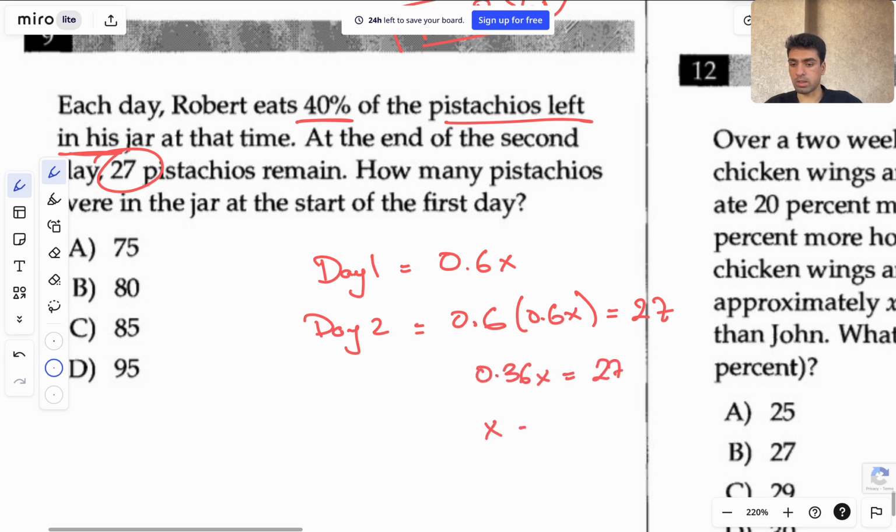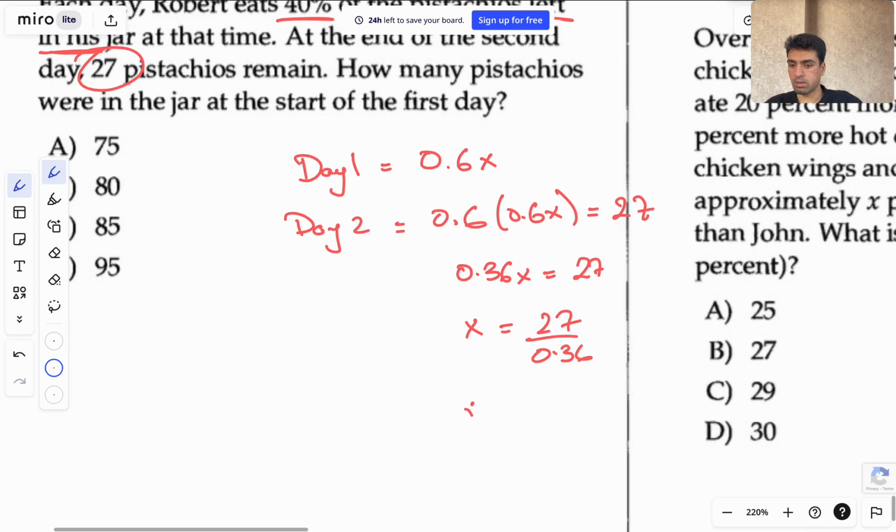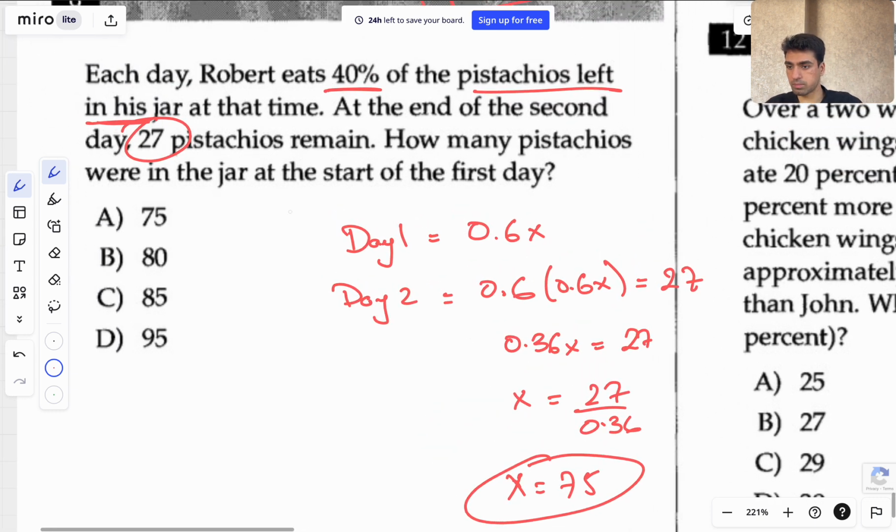And then to find x, 27 divided by 0.36, you get 75. So he actually had 75 on the first day. And then he would eat 40% of what was left.